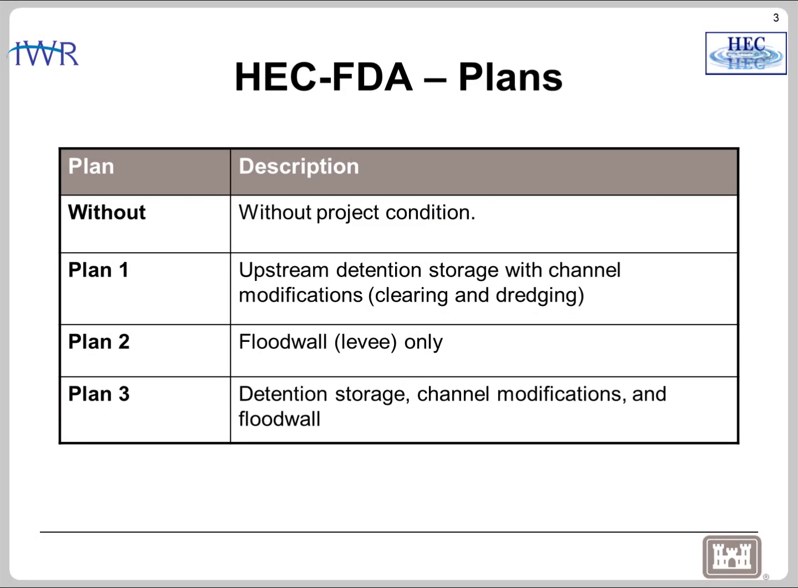Here is a table overview of the 3 plans you will be entering in Workshop 6. The without project condition has already been entered for you for both the base year and the most likely future year. You will need to enter the data for Plan 1, Plan 2, and Plan 3. Let's take a more in-depth look at each of these plans one by one.